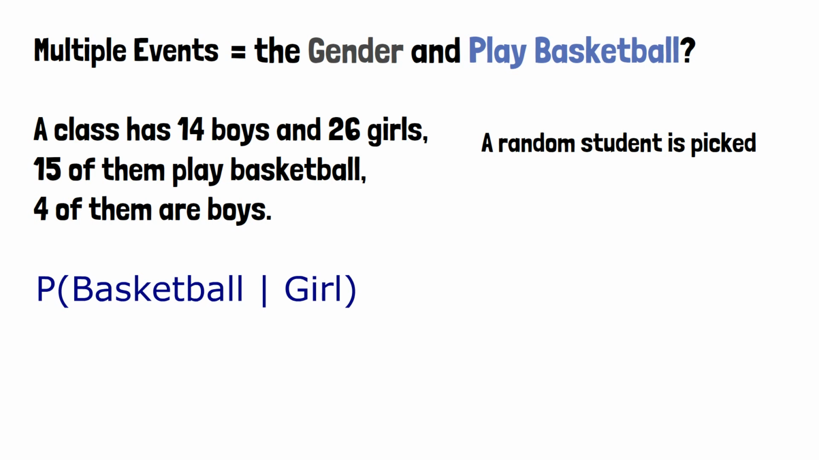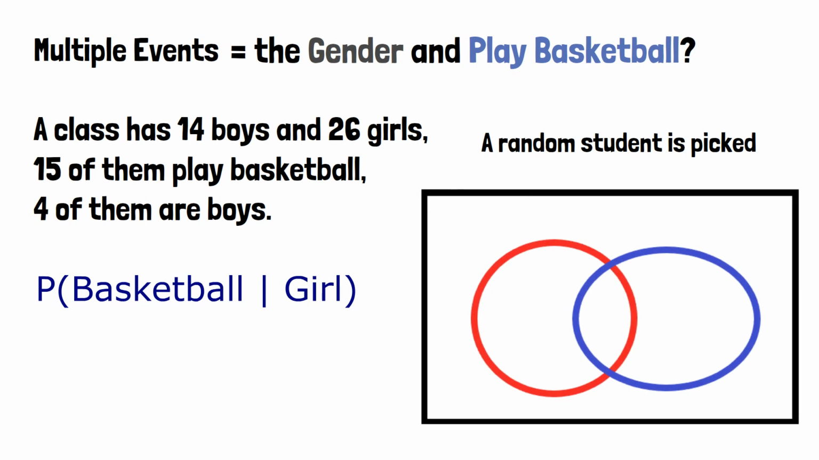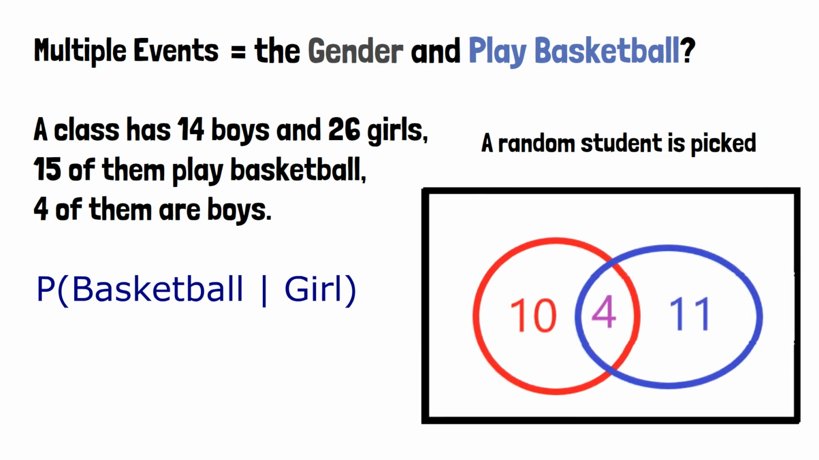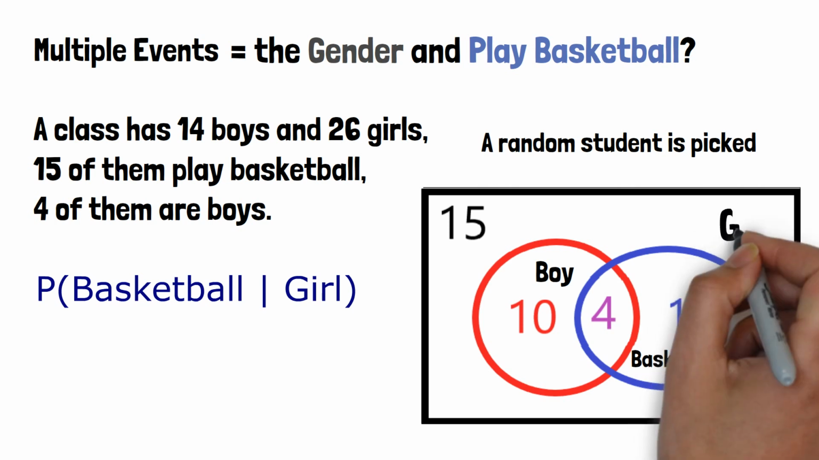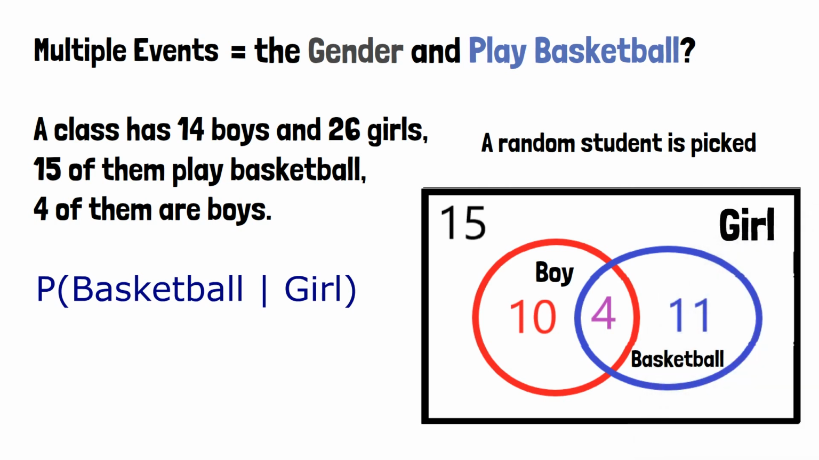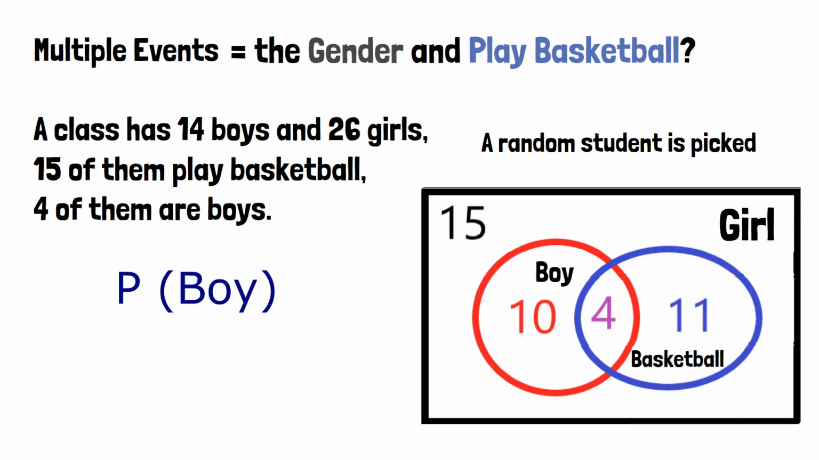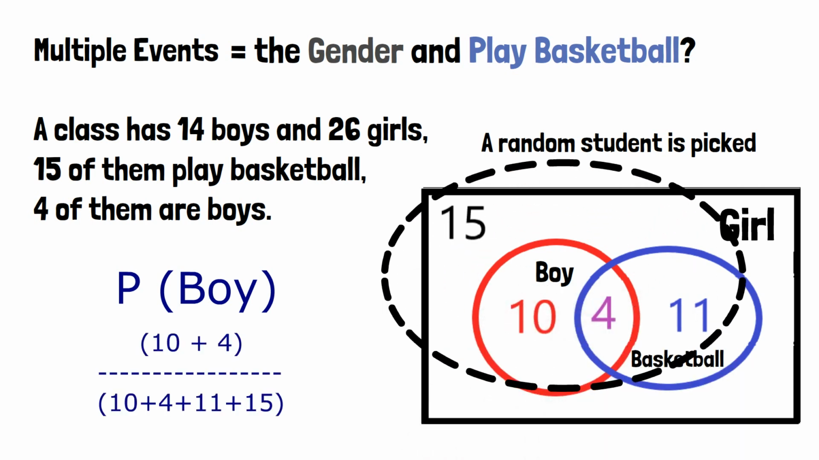The red circle represents the boys, the blue circle represents students playing basketball, and the rectangle represents the entire class. The number of students can be easily obtained using this diagram. For example, the chance of picking out a boy is 4 plus 10. Divide by the sum of all the numbers, which is 40, and the answer is 14 by 40, which is 7/20.